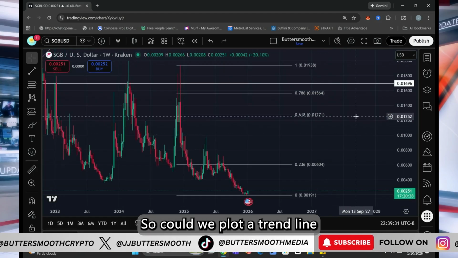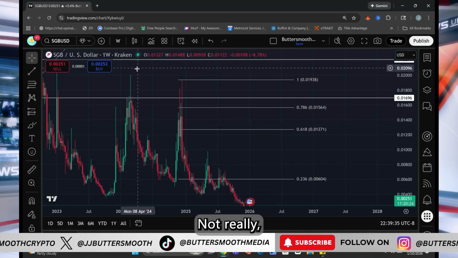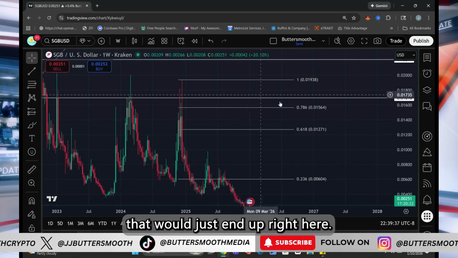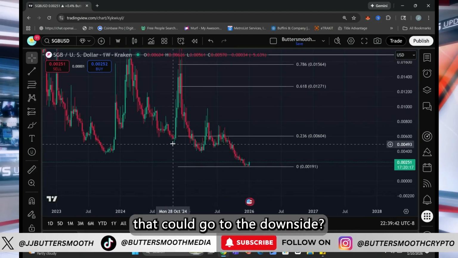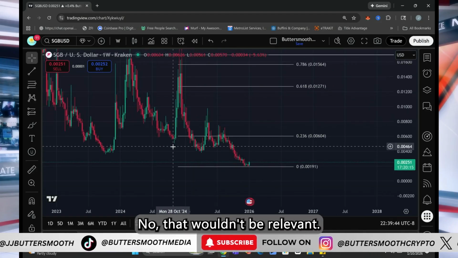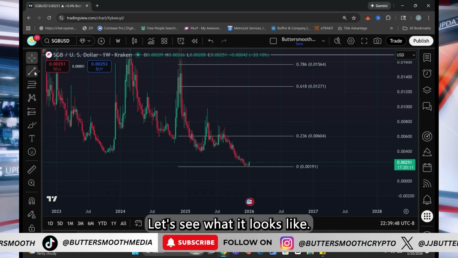So could we plot a trend line that would look clean? Not really, because first touch point, second touch point, that would just end up right here. Not relevant. Any trend lines that could go to the downside? No, that wouldn't be relevant. 1 and 2, I guess we could do that. Let's see what it looks like.